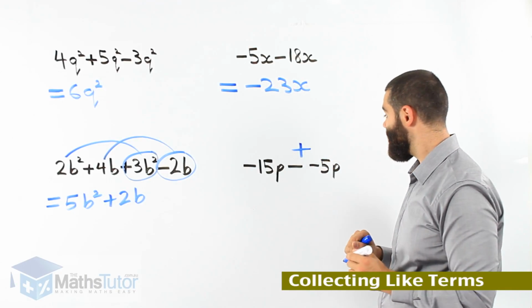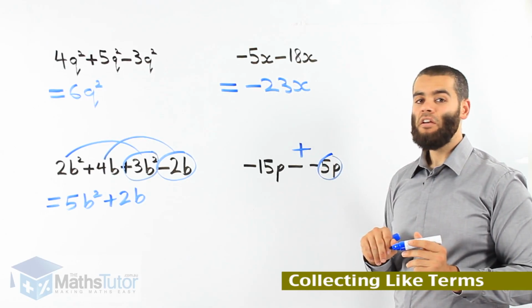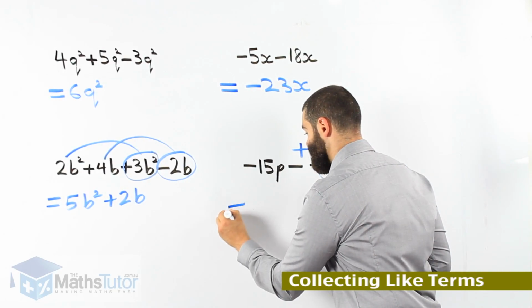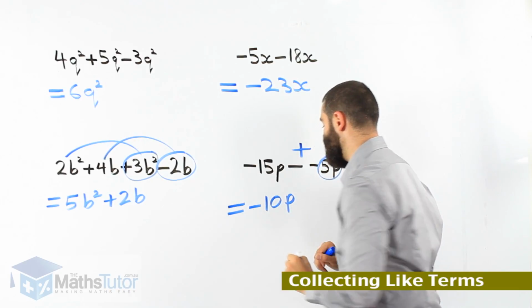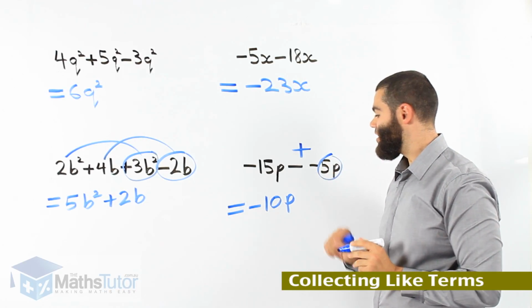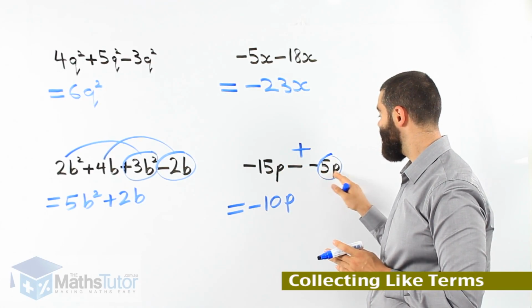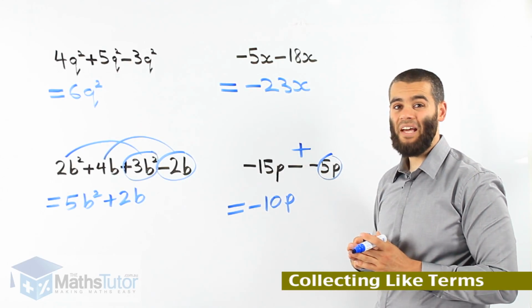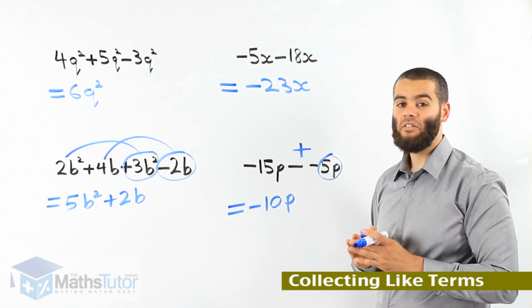Negative 15p plus the 5p. So negative 15 plus 5, negative 10p. So our answer for that one is negative 10p. Minus 15p minus negative 5p: minus and minus next to each other, side by side, they become a plus. Minus 15p plus 5p is negative 10p.